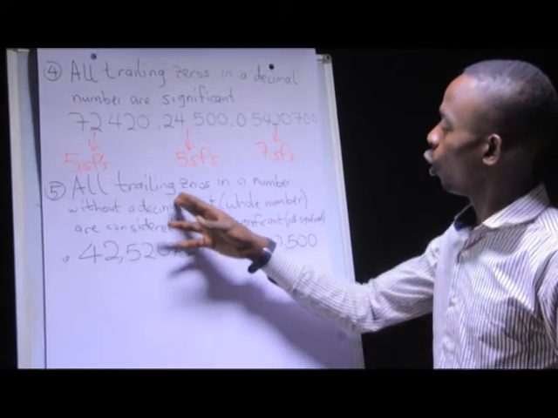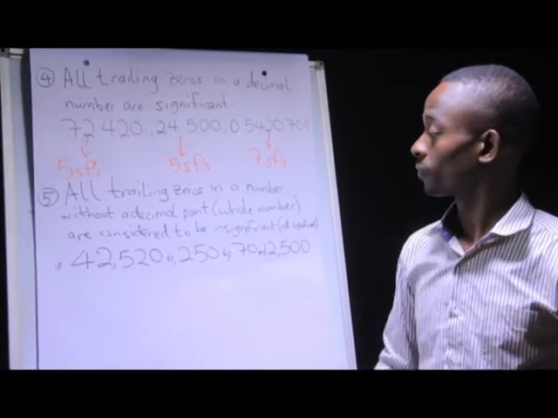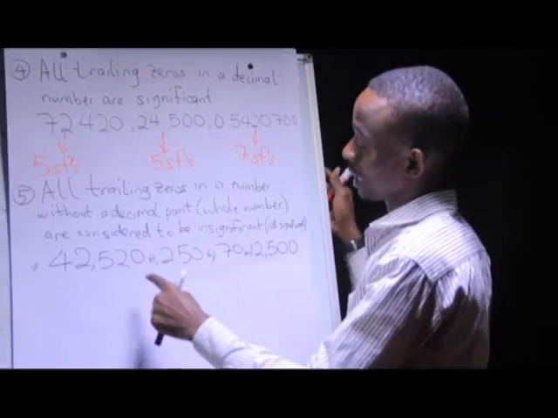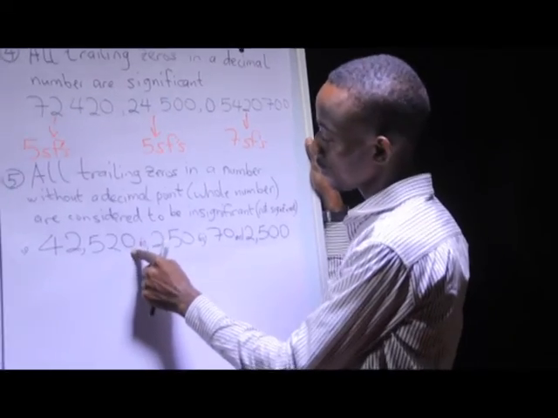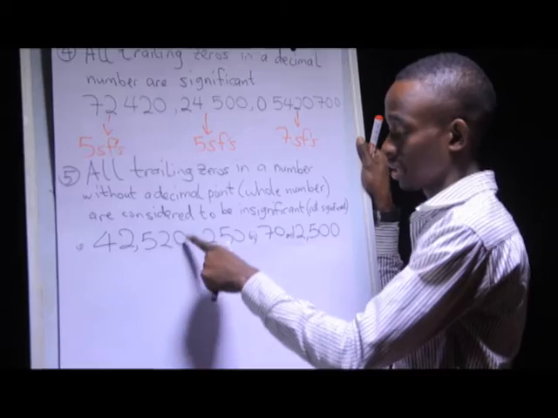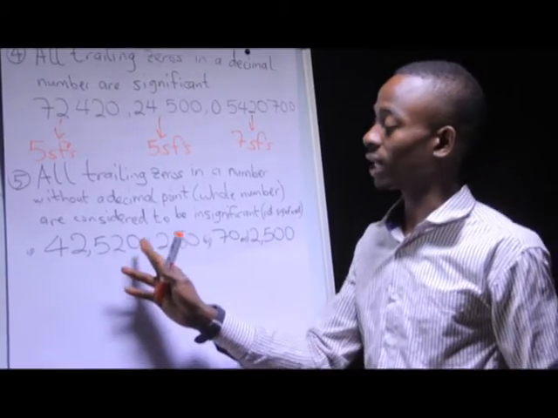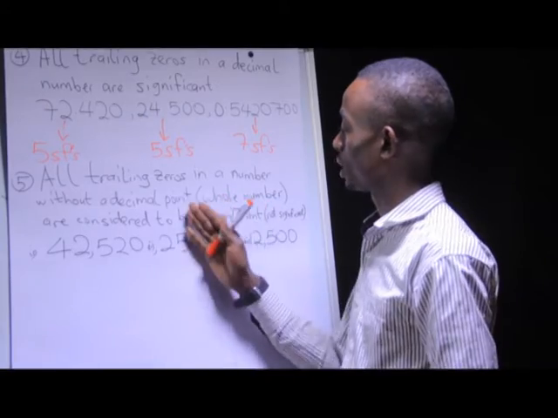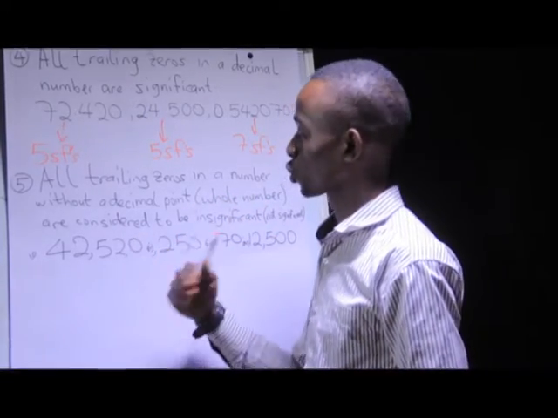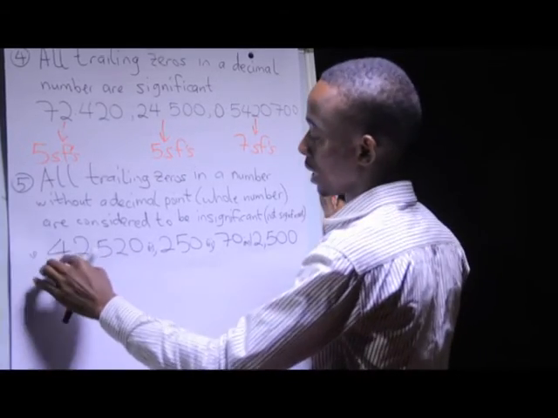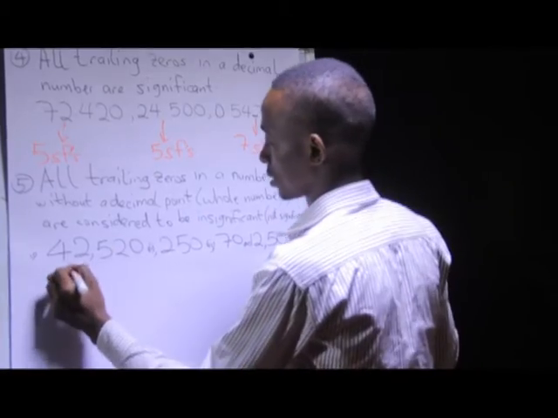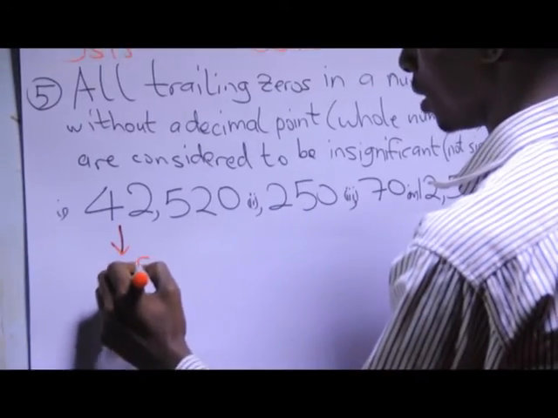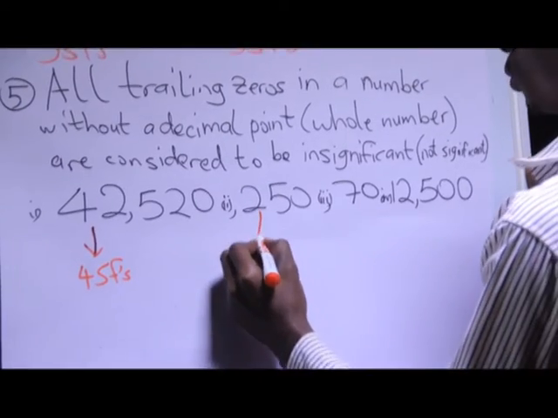Now, basing on this condition, all trailing zeros, in other words, the zeros which come at the end of a whole number, are said to be insignificant or not significant. So when I look at this number, I have a 0 at the end, and this 0 is not significant. This 0 can only be significant if there was a decimal point here maybe. But since this is a whole number, and all trailing zeros in a whole number are not significant, this 0 is not significant. So the number of significant figures I have is 1, 2, 3, and 4. The 0 is not significant. So here I have 4 significant figures.